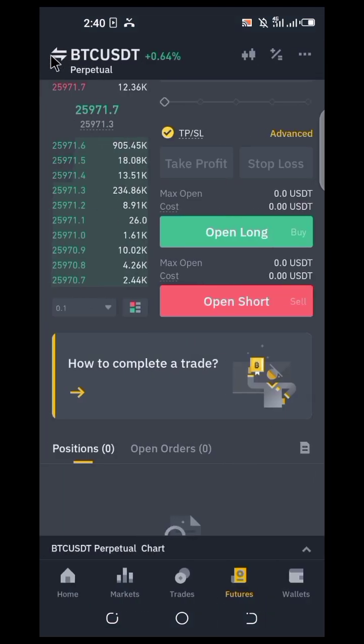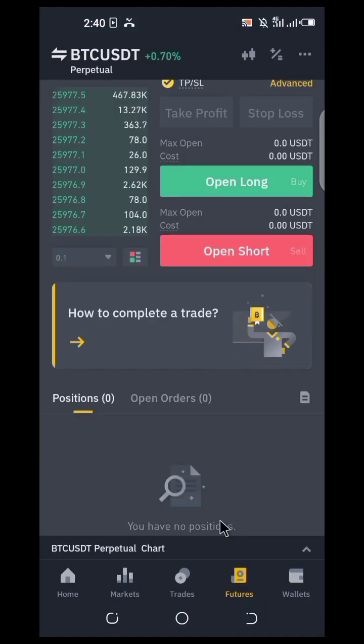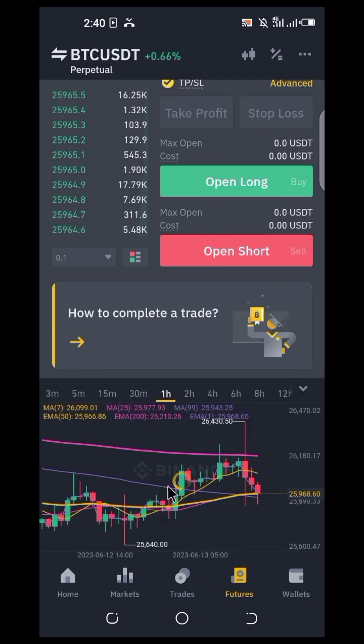Let me show you what your K line looks like. So this is the K line. It is actually the chart of the particular pair you are trading. Currently I'm trading BTC USDT. When you click on this icon here, it will take you to the chart. This is the chart for it. Basically that is your K line, and then the tap to fill.